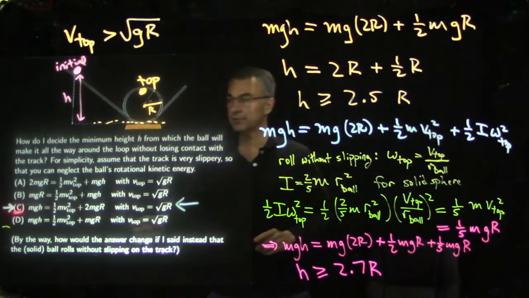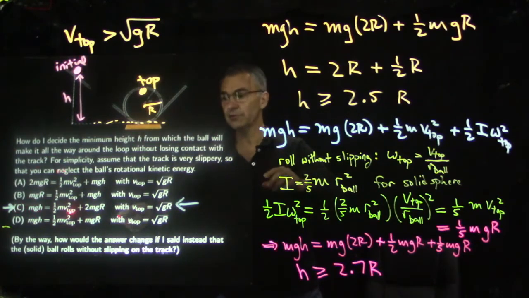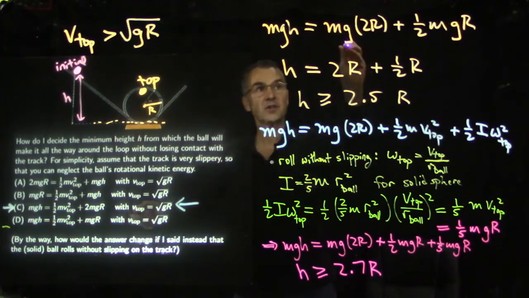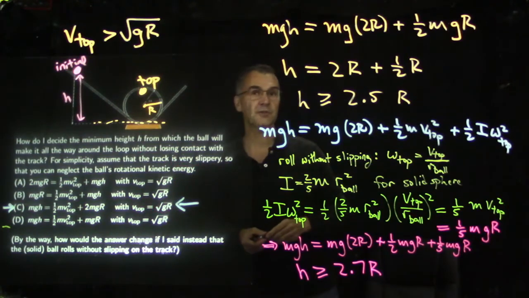So the reasoning required to get answer C, Charlie here, mgh equals 1/2 m v top squared plus 2 mgr, with v top equals square root of gr. So I hope that you can, with a little bit of effort, follow that.